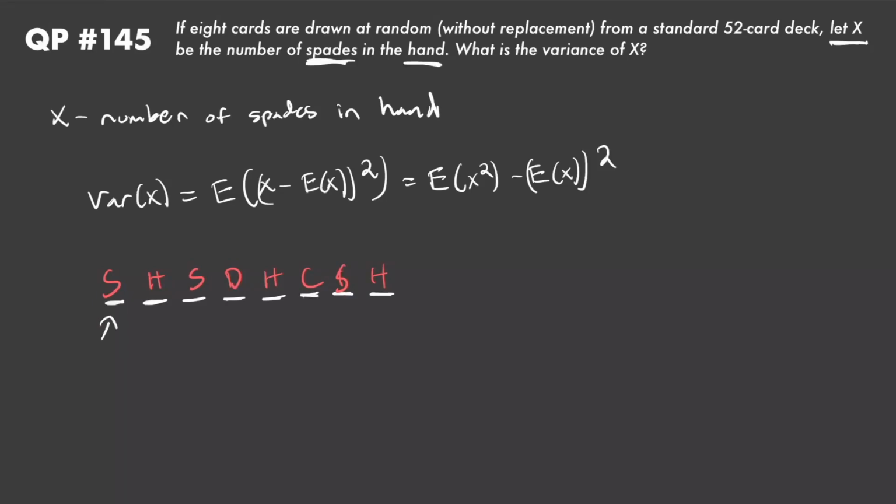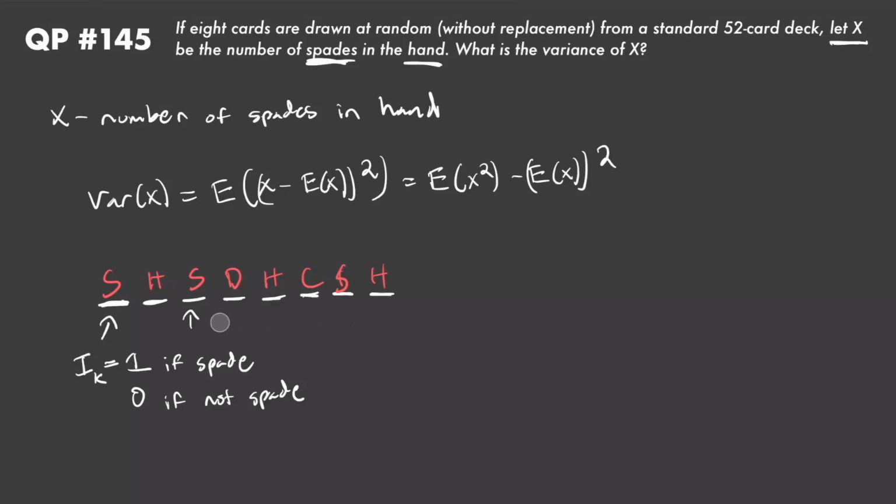So we can define our indicators. I'm going to define I sub 1 for the first card that we're dealt. I'm going to say it's equal to 1 if it's a spade, and it's equal to 0 if it's not a spade. And then for my second card, I'm going to define another indicator. So I sub 2 is also going to be equal to 1 if it's a spade, and 0 if it's not a spade. And same with I sub 3 for this one right here. Same with all of my cards. So I sub k, I'll say, is equal to 1 if it's a spade, and 0 if it's not.